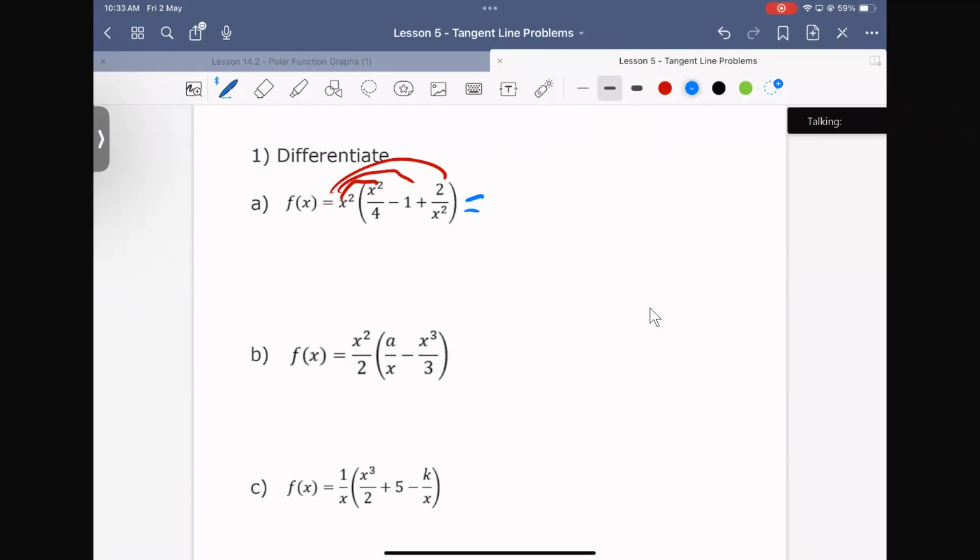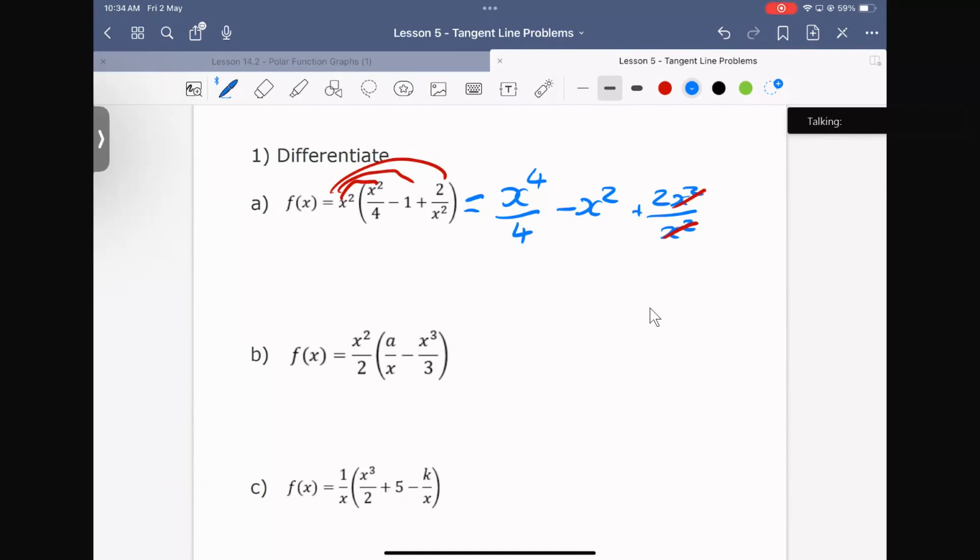X squared times x squared over 4. Just ignore the numbers in the bottom so that we do x squared times x squared, giving us that over 4. X squared times negative 1 is going to give us negative x squared. And x squared times 2 over x squared is going to look like this. We're going to get 2x squared over x squared, but you then have to cancel through like this.